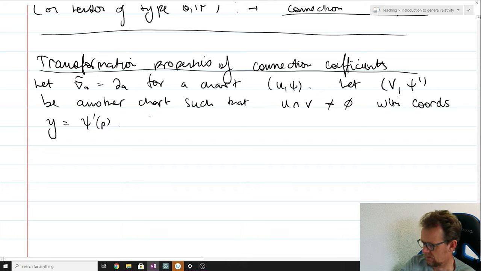And now let's take a look at the Christoffel symbols and the way they determine the derivative operator in these two charts. So let's look at the derivative of a vector. I've been using t before as a curve, so let's just say v. This is just the ordinary covariant derivative in general of a vector v.